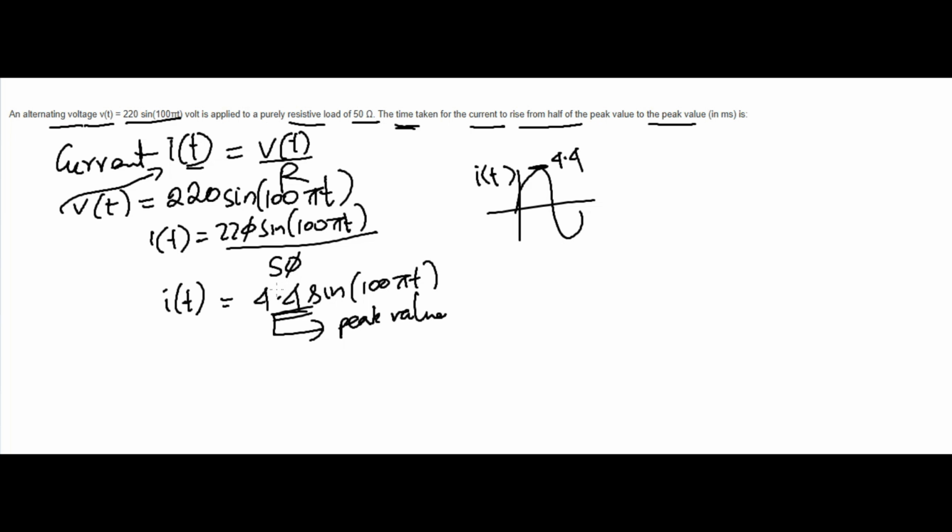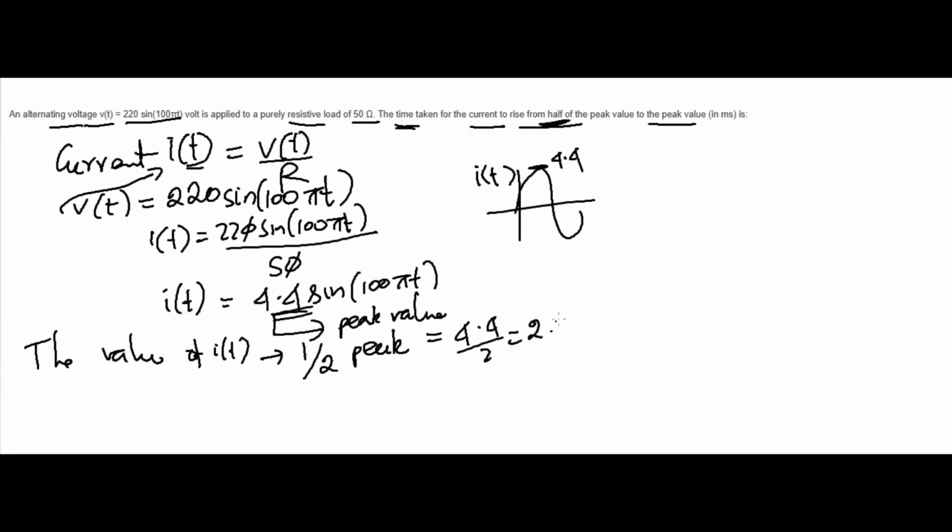Now what they have asked: the time taken for the current to rise from the half. Half means the value of I(t) is half of the peak. What is the half of 4.4? It is 2.2. You have to substitute the value of I(t) as 2.2. So I can write 2.2 is equal to 4.4 sin 100πt1. They mentioned the half and then the top-level peak, so half to the maximum. So I can make it 1 by 2.